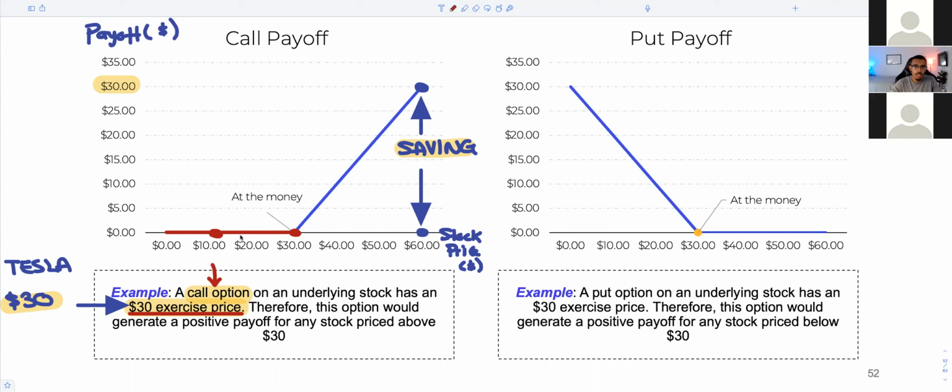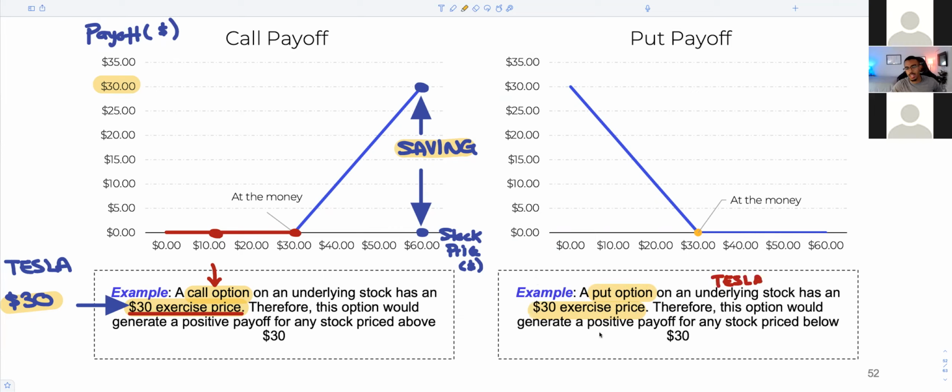Now the put option, we're going to look at it once again from a very similar lens, in which we have a put option on Tesla stock, and it has an exercise price of $30. Could somebody tell me, is a put option the right to sell, to buy, to negotiate? What is a put option again? Exactly, it's to sell. So you have the right to sell.